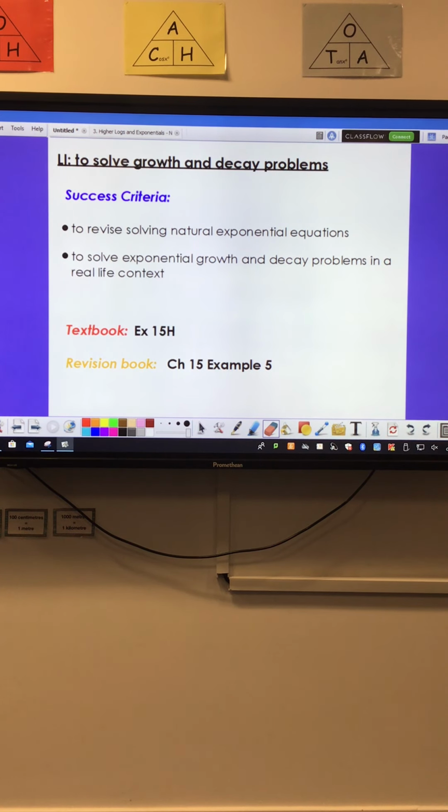Okay, so we're going to solve growth and decay problems. We're going to look at revising solving natural exponential equations, reminding you what the natural exponential and natural logs are. Again, if you've got the little orange book, chapter 15 example 5's got a good worked example plus other questions for you to try. If you've got one of the big blue books, it's exercise 15H for you.